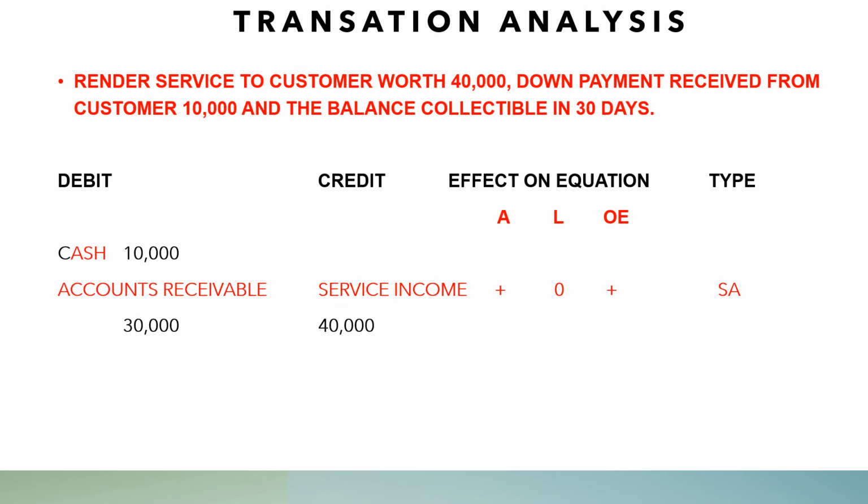So the effect on the accounting equation: assets in the form of cash and accounts receivable increased. Liabilities, no effect because there is no account title that represents a liability. Owner's equity increased because service income will eventually increase your owner's equity or capital. So this is a source of assets because assets increase.